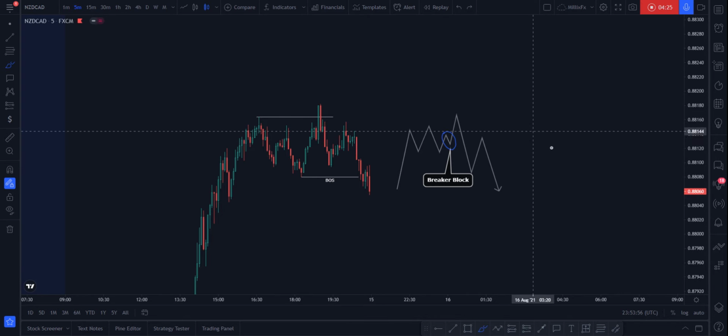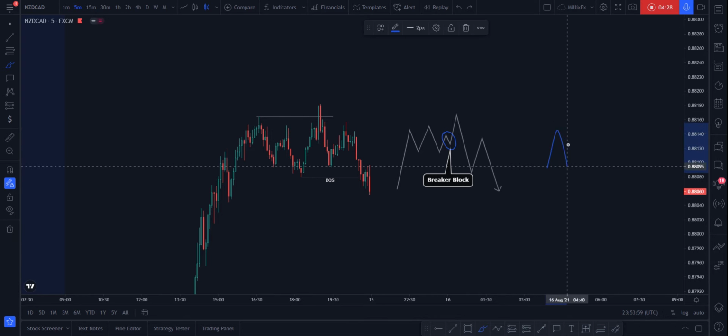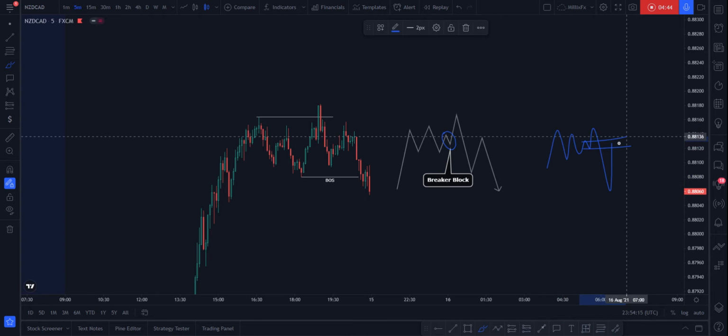So the breaker block, as I said, is just a structure that is a strong zone of resistance, or maybe support if that is in a bullish trend. It occurs to be able to hold, probably to take the next position. That is a secret pattern of the banks that they don't want you to know. So that breaker, that person, ICT, has called it the breaker block.